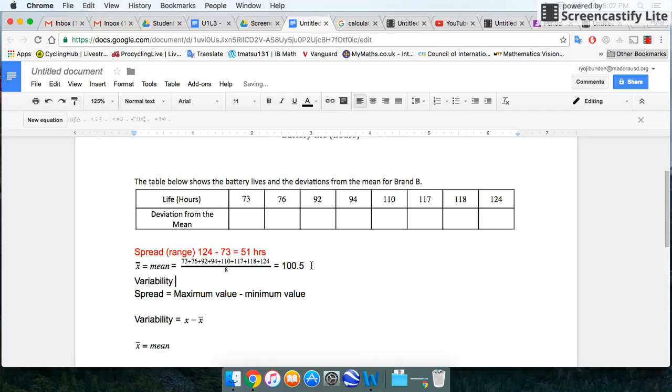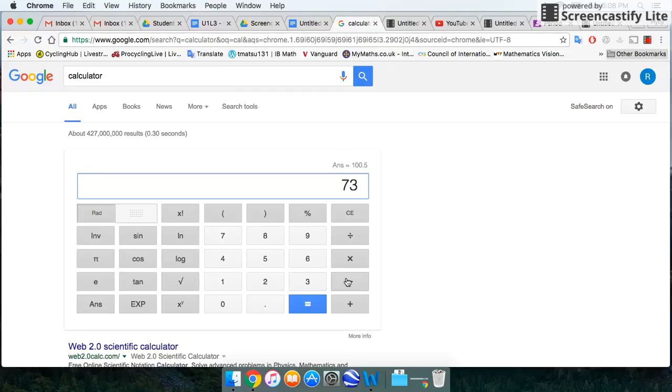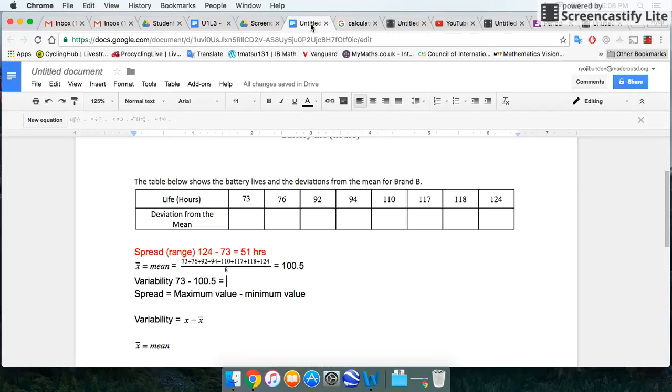So the variability is going to be our value minus the mean. This individual battery lasted 73 hours. So 73 minus 100.5 equals negative 27.5. So this one is negative 27.5.